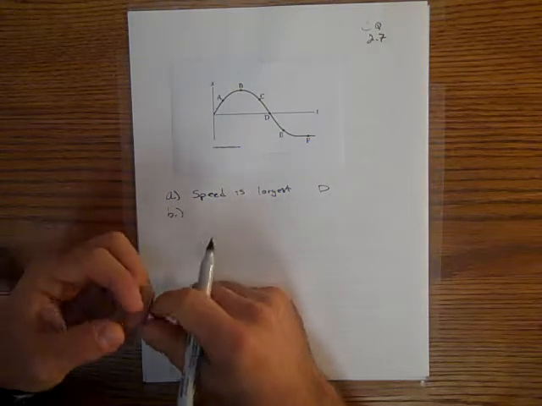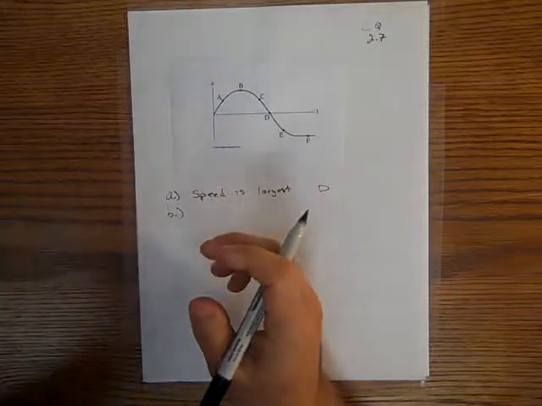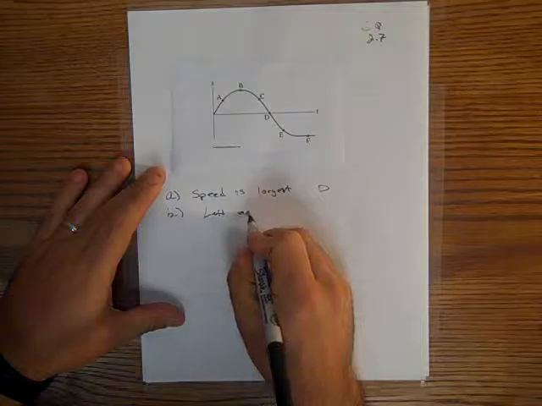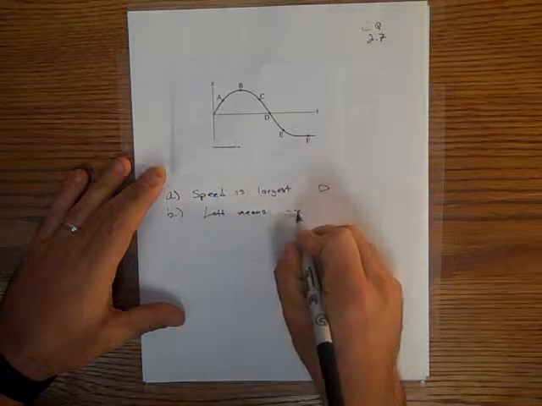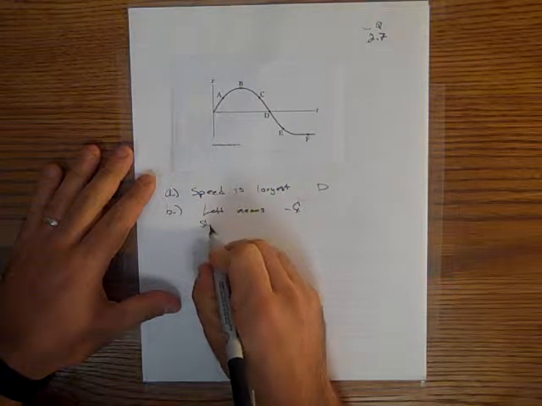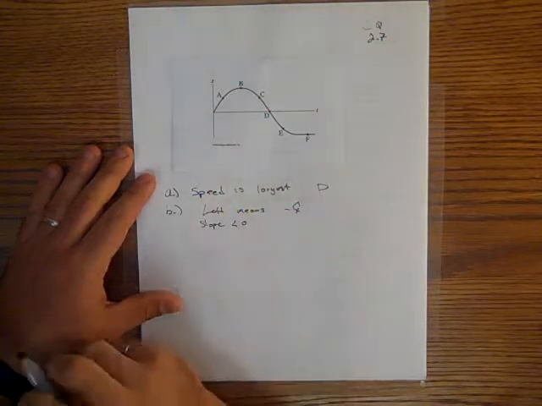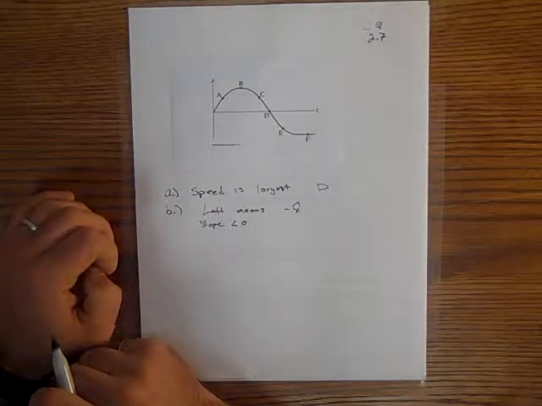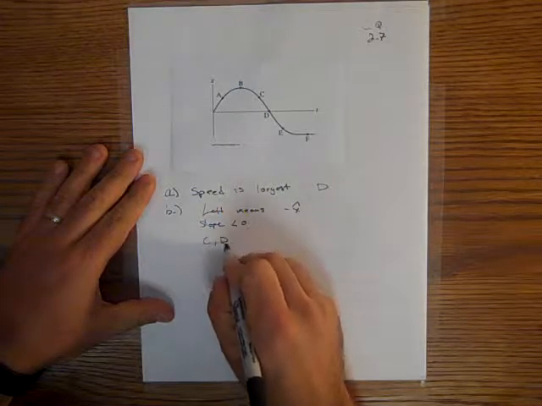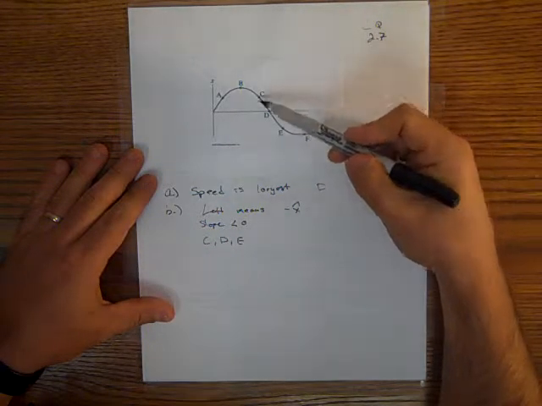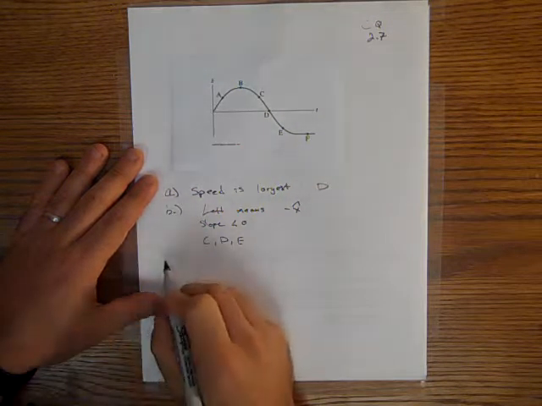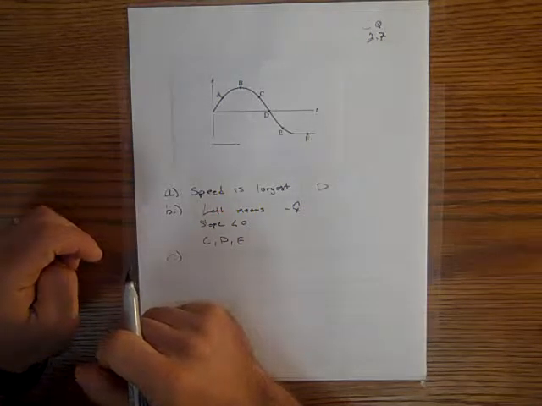And then we're asked, when is the object moving to the left? They didn't tell us, but I'm going to assume that left means the negative x direction. That's what they mean by left. And so that's when the slope is less than 0. I think that there are 3 points where that's the case, and that's C, D, and E, because at each one of these points the slope is negative. It's not the same for each one of those points, but it's negative for each one of them.